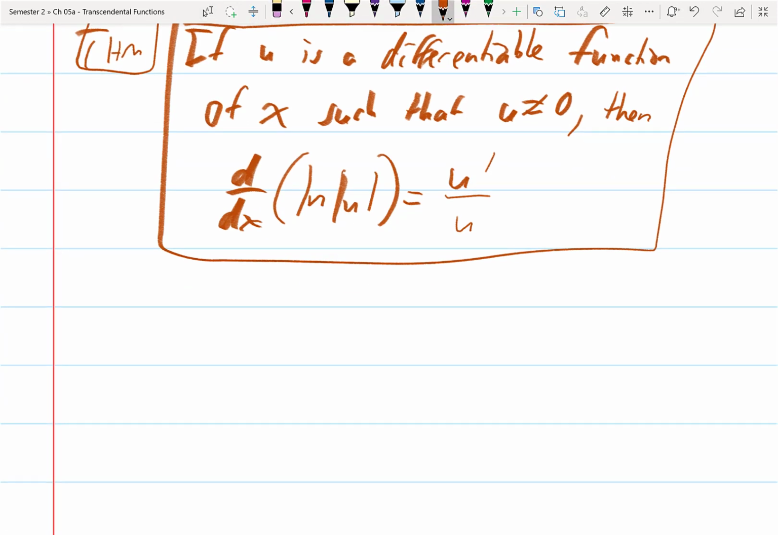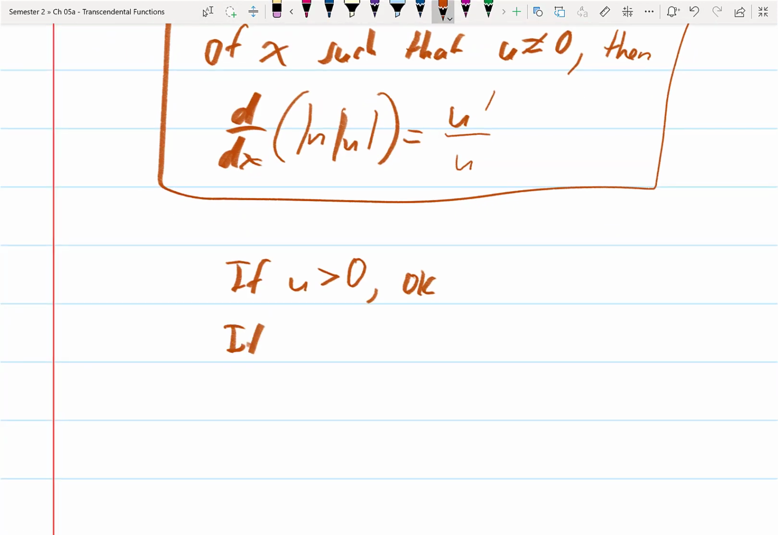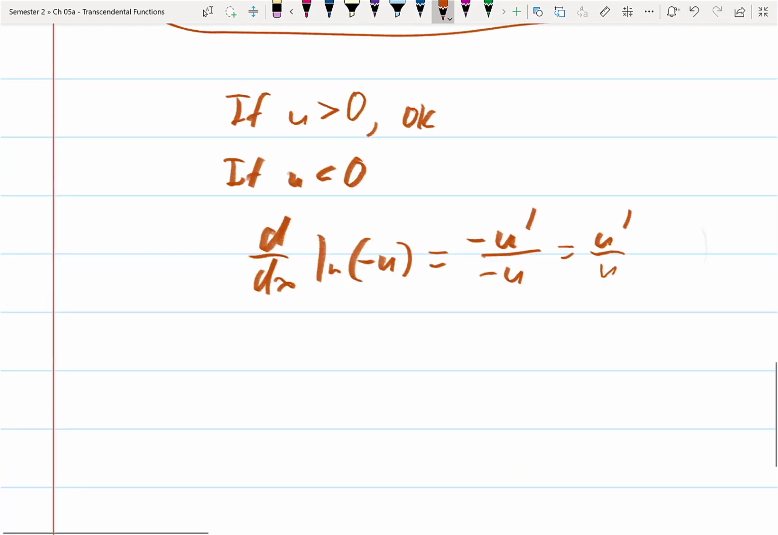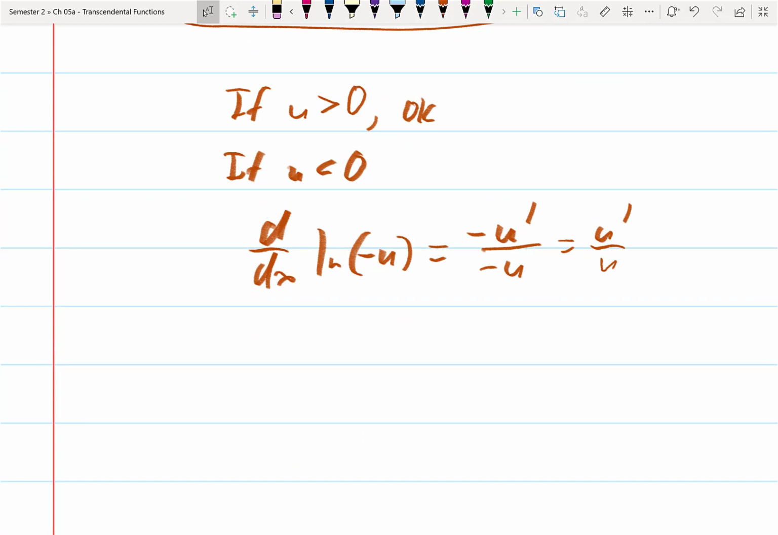The absolute value itself also doesn't matter, because if u is greater than 0, then we are okay. I mean, if u is greater than 0, I don't even need the absolute value. And if u is less than 0, then the derivative of the natural log of the negative u is equal to the negative u prime divided by that negative u, which is the same as u prime over u. So I don't really need to worry about if it's negative.